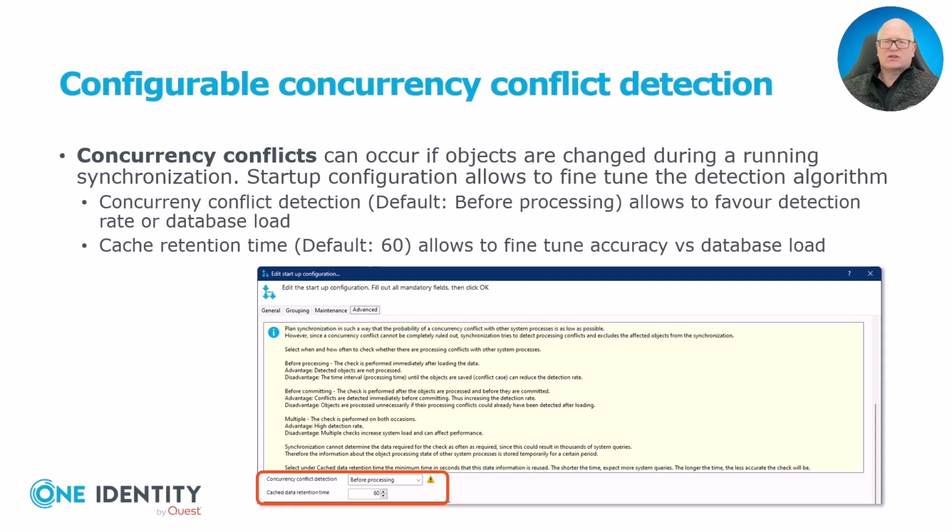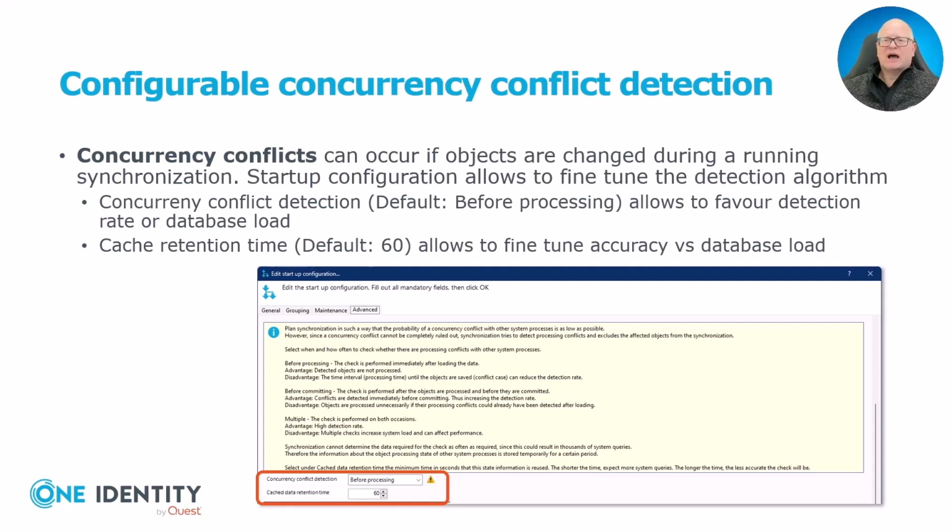And of course, there is a concurrency conflict detection. This exists, and here's the same thing. In the past, we had a default. The default is more or less like we check that before we start processing. And the cache retention time is around 60 minutes.